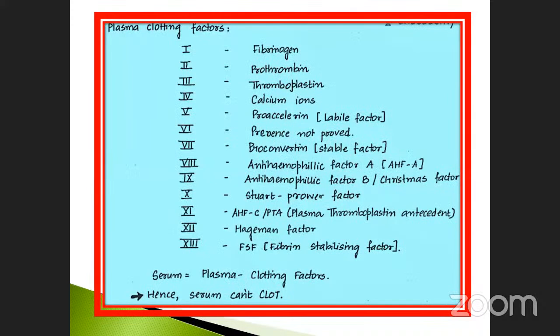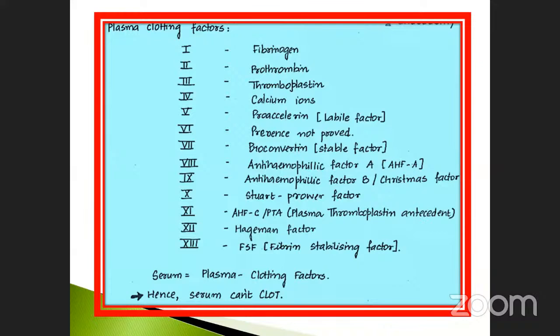See that these are the factors: fibrinogen, prothrombin, thromboplastin, and calcium ion, which is also the 4th factor. Note it down, my dear students. One time they asked the question: the calcium ion, which number is it in the blood clotting factors? 4th number. Christmas factor, don't forget, my dear students.